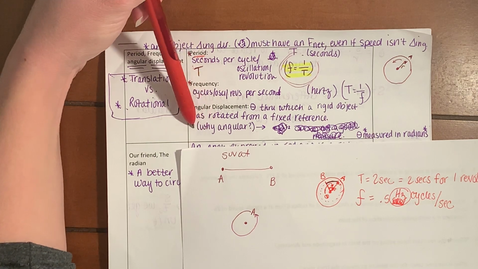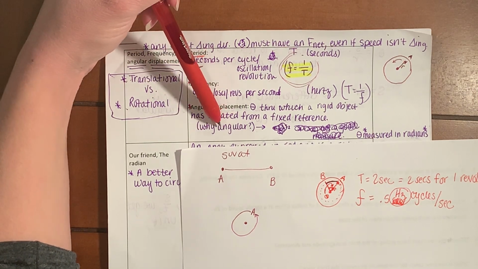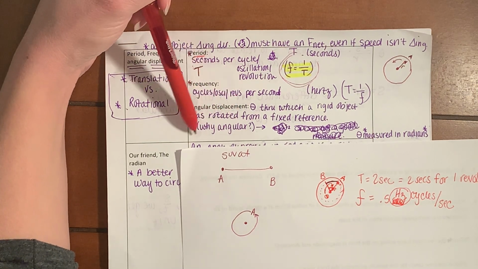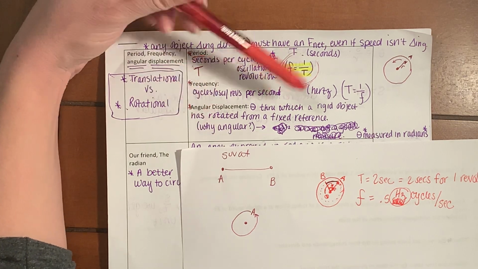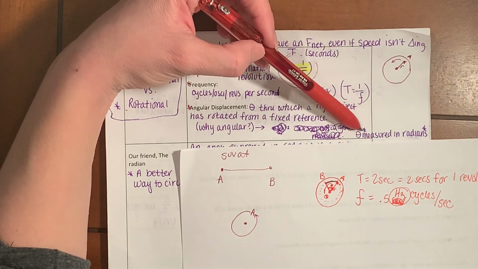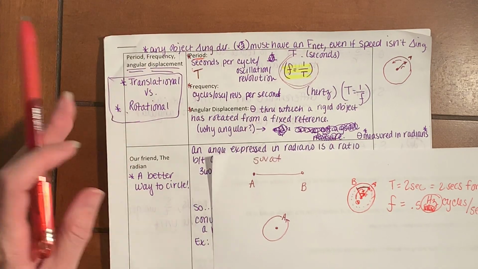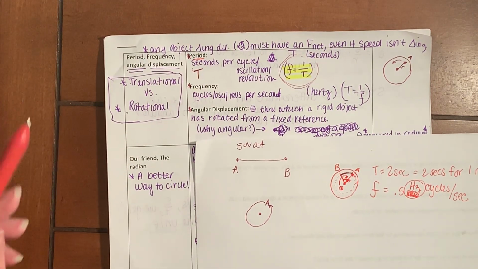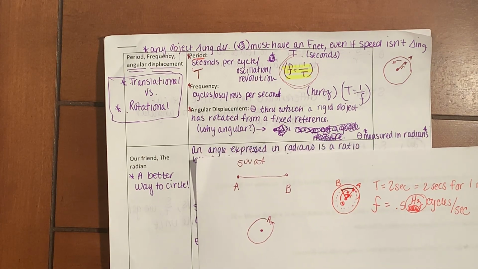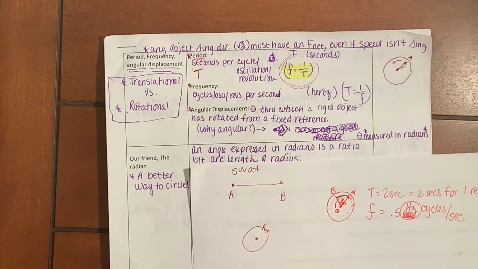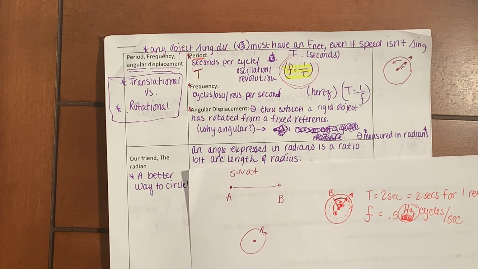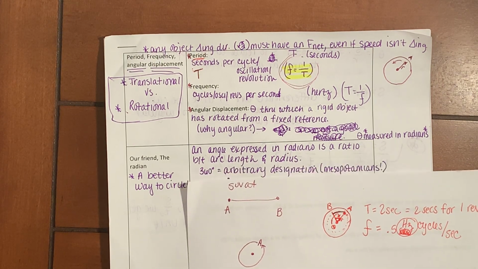Now here's where things get a little bit sticky. You've got to bring in some of your Algebra 2 mad skills, because this angle is not measured in degrees, it is measured in radians. So our friend the radian, we say it is a better way to circle, if you will. An angle that's expressed in radians is a ratio between the arc length and the radius.